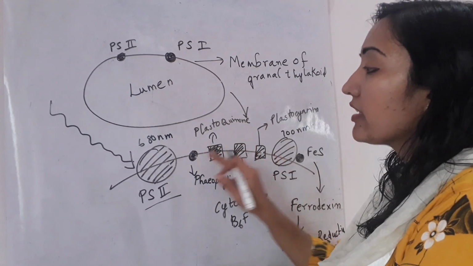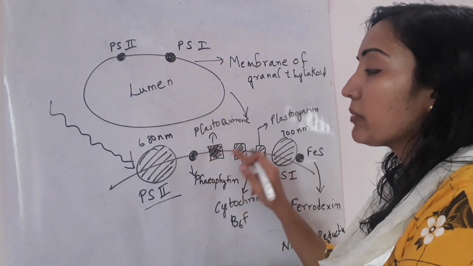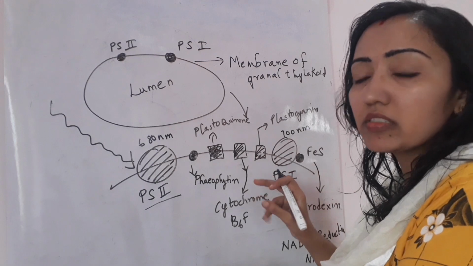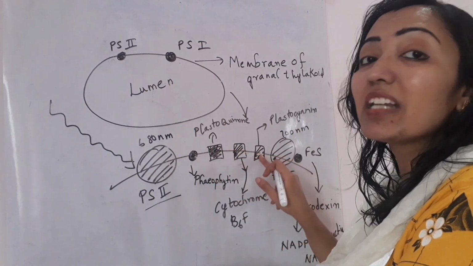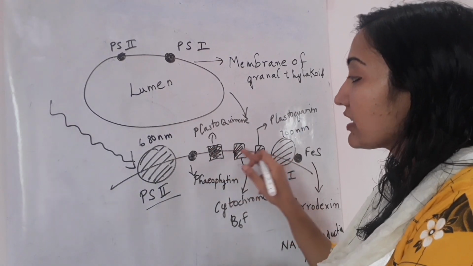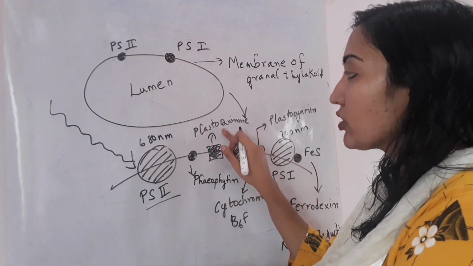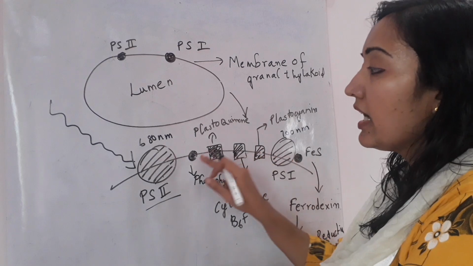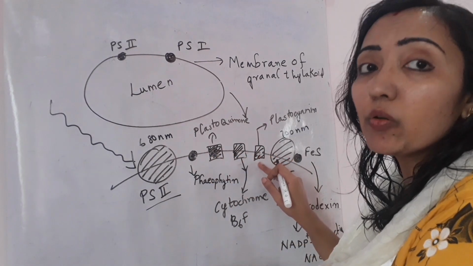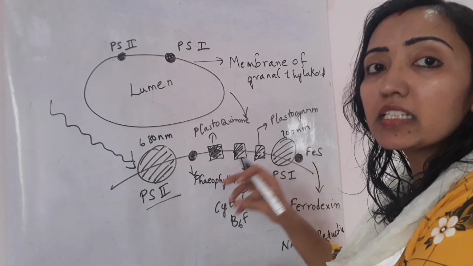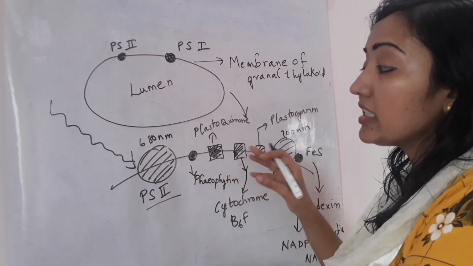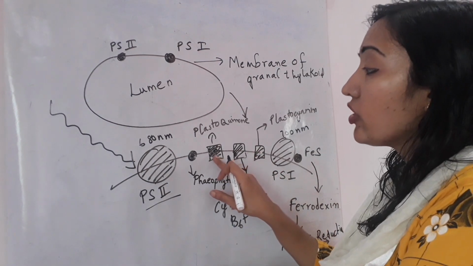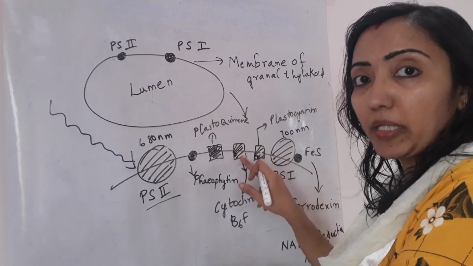Whenever the electron moves from one pigment to another, energy reduces. So the electron is said to travel downhill. This is the electron transport chain. It consists of plastoquinone, cytochrome B6F and plastocyanin. The electron is said to travel downhill because energy decreases when the electron moves from one pigment to another pigment.